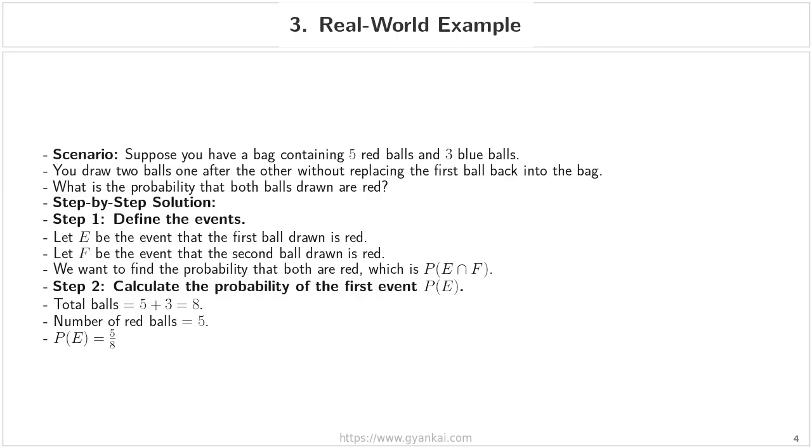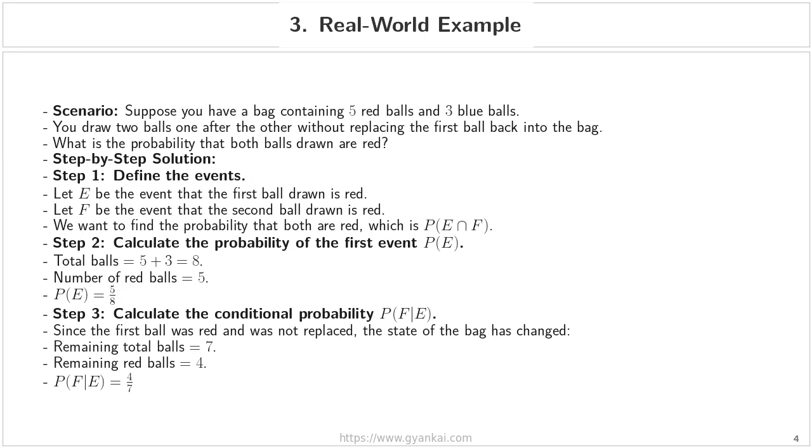Next, let's calculate the probability of our first event, P of E at the start. We have a total of 5 red balls and 3 blue balls, which means there are 8 balls in total. Since 5 of them are red, the probability of drawing a red ball on the first try is 5/8.